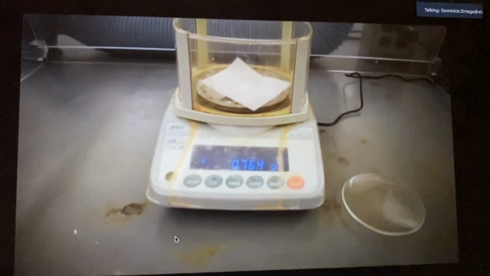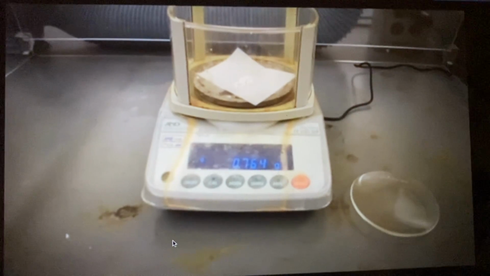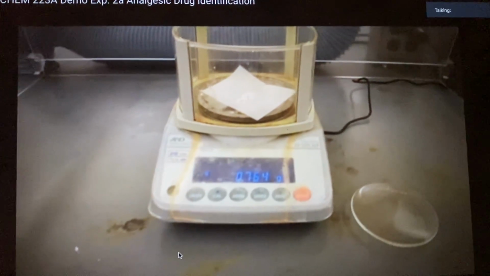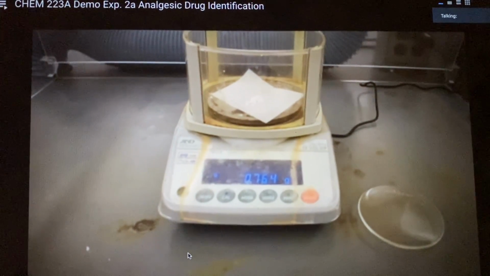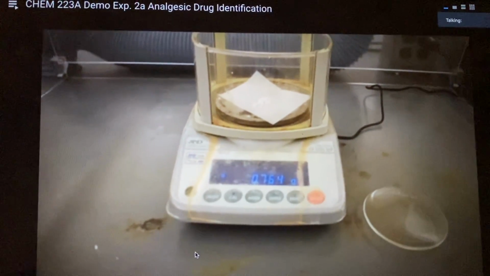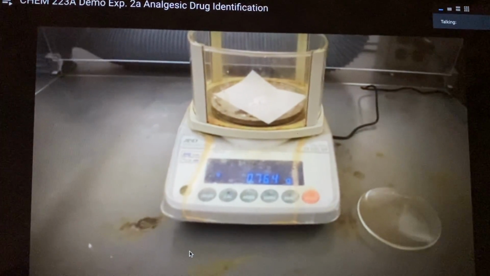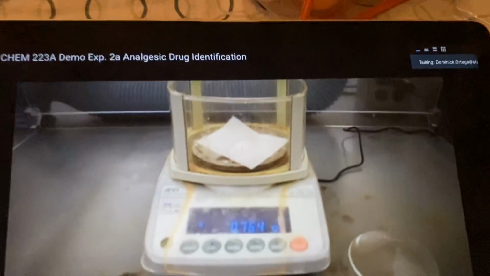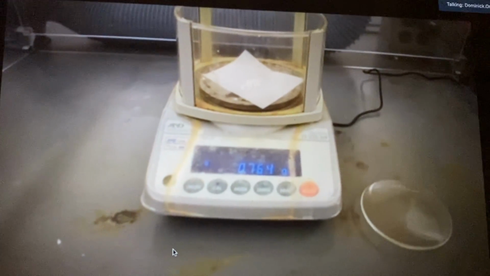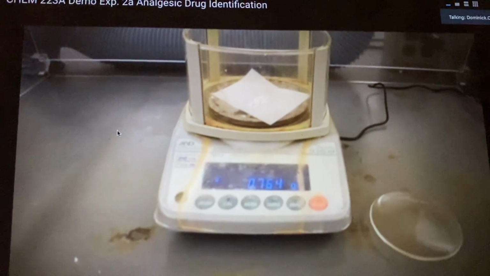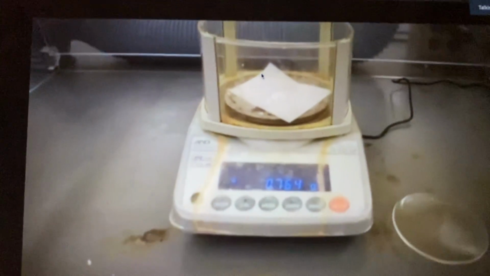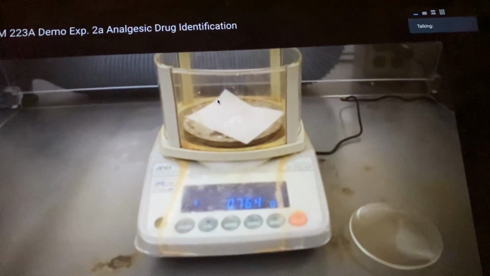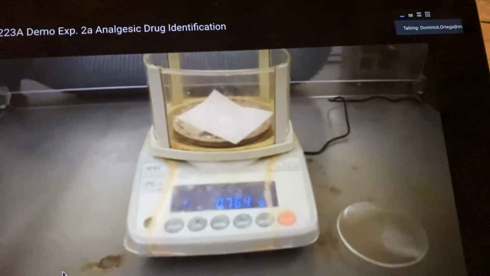The mass of the pill is 0. One sec. 0.62 grams for the mass of the pill, the total pill. I'm going to continue. If you don't have the numbers, let me know.